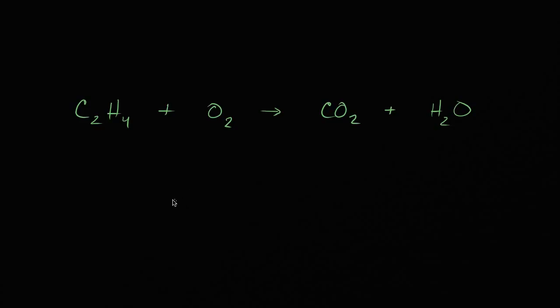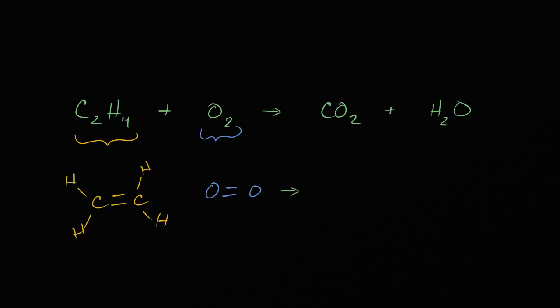If you want to visualize it a little bit differently, let's draw each of these molecules. Ethylene looks like this: a double bond between the carbons, and then each carbon is bonded to 2 hydrogens. Notice you have 2 carbons and 4 hydrogens. Molecular oxygen, O2, looks like this: oxygen double bonded to oxygen. And then you have carbon dioxide, a carbon double bonded to 2 oxygens, one on each side. And then finally you have water.